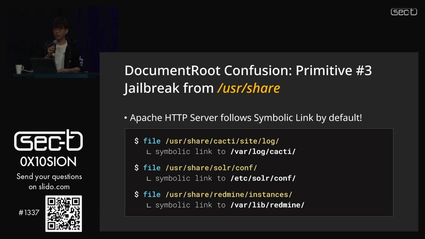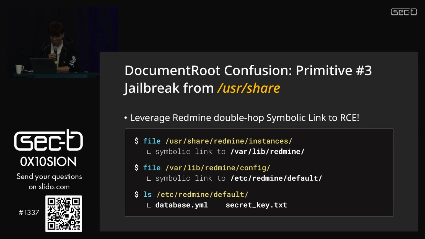Here we list some useful gadgets we have so far. You can read the cacti logs, the server configuration, or even access the user upload files on Redmine. Here we demonstrate a Redmine RCE through double jumps. Under the Redmine folder, there's an instance folder that can jump to /var/lib.